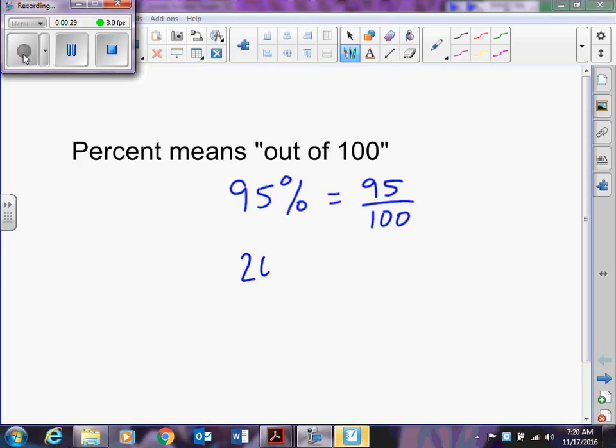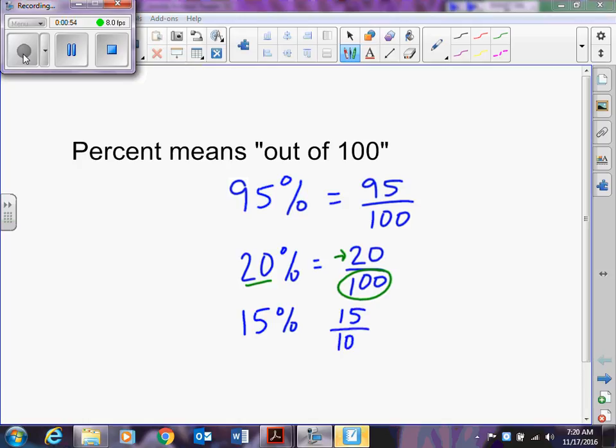Let's say you got 20%, and that would be 20 out of 100. All right, if you notice, I just take the number that's the percentage, and that becomes the numerator of my fraction. And 100 is my denominator. All right, let's do another one. Let's say 15%. That's going to be 15 out of 100. Right, now, you can see it's very easy to change from a percent to a fraction. All we have to do is give 100 as the denominator.